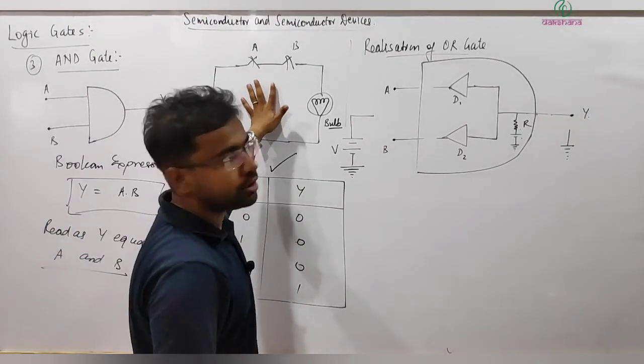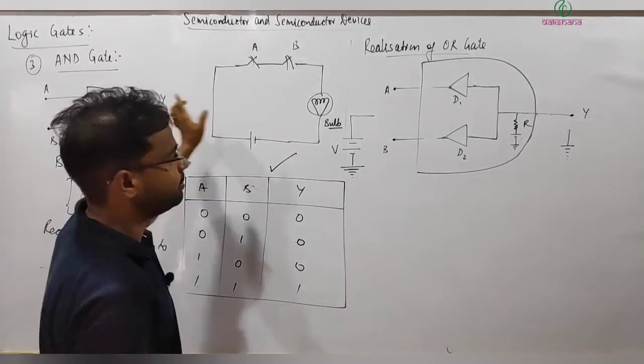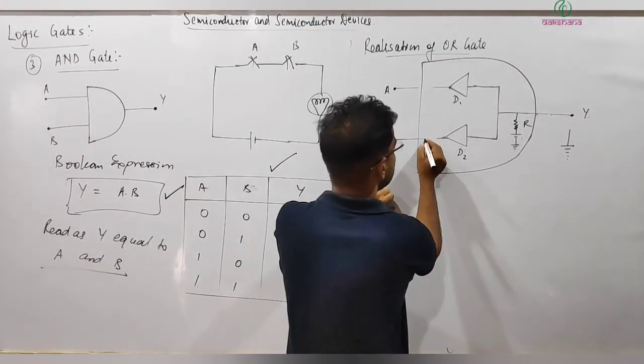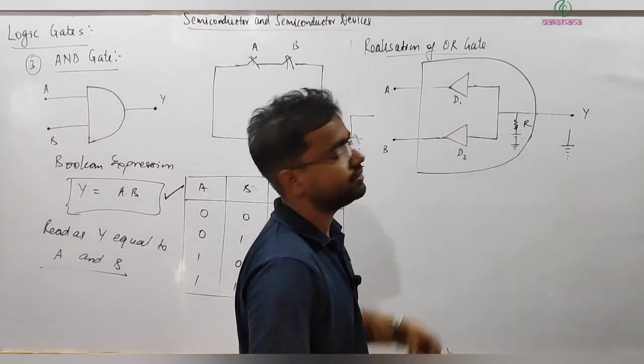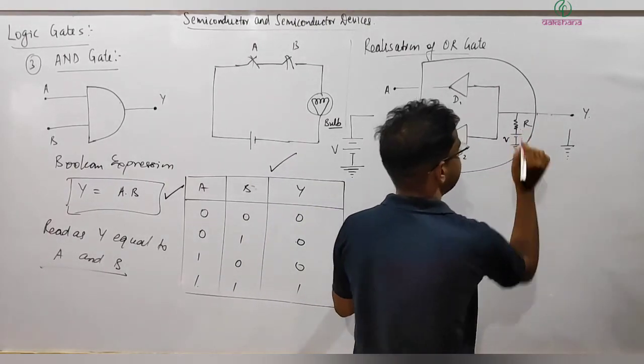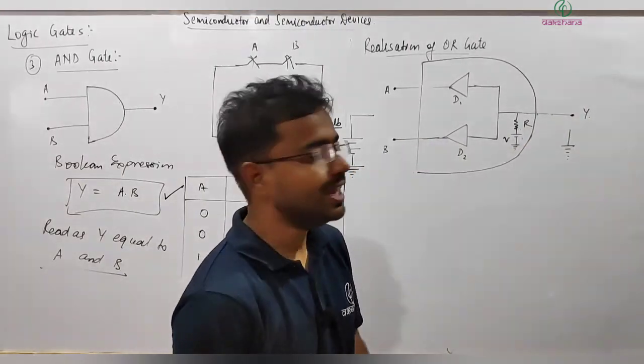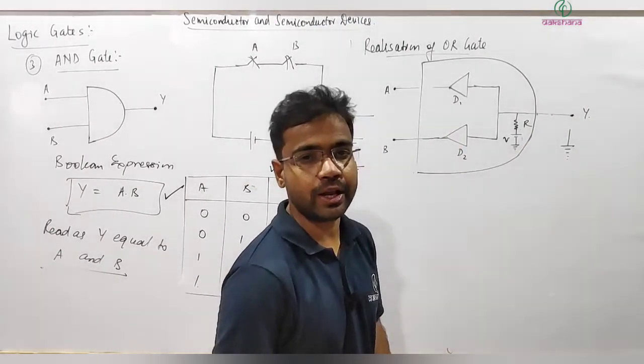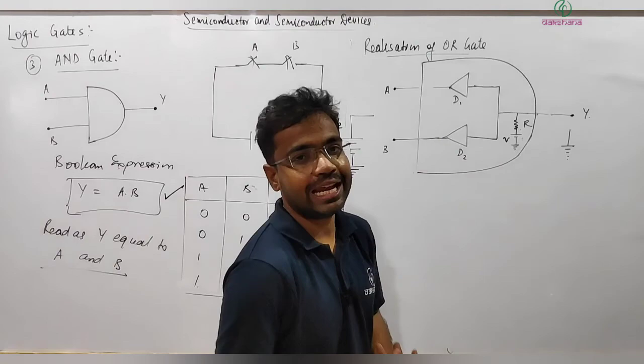The realization of this AND gate can be done with the help of two diodes connected in reverse bias. So D1 and D2, and one battery connected here, and a resistor, and Y is the output. Let me tell you how it actually works, how it exactly realizes the AND gate.